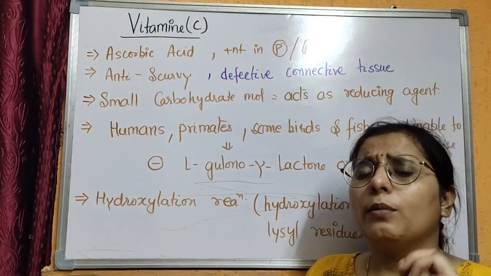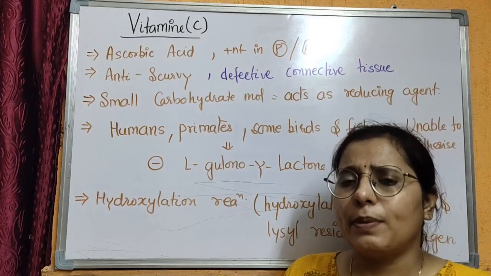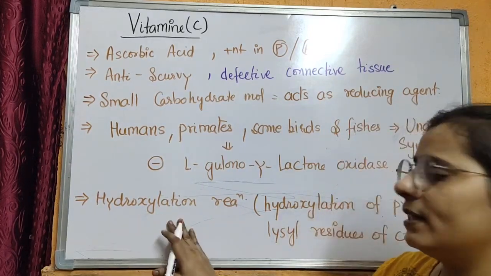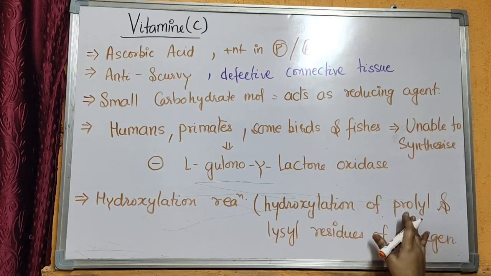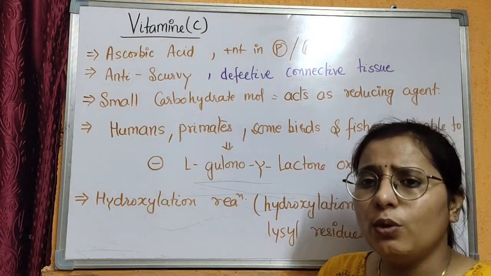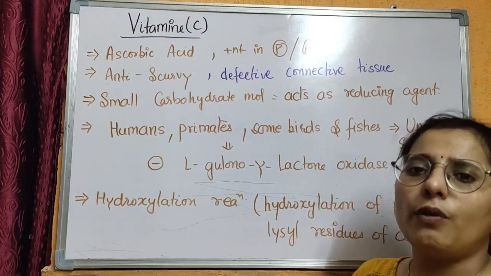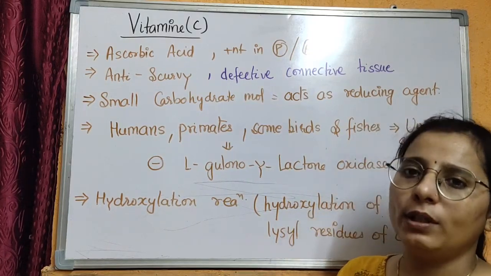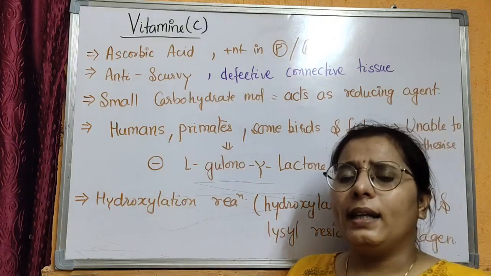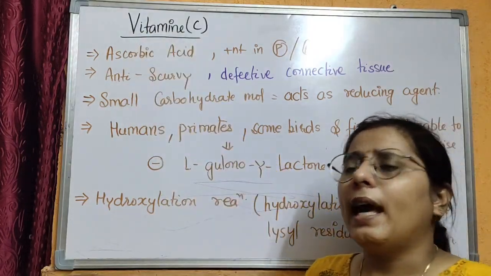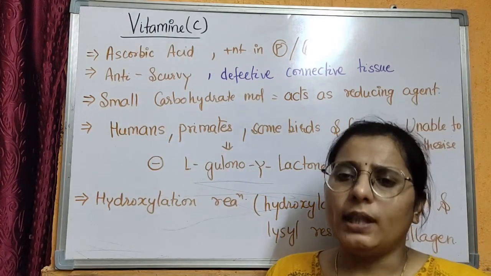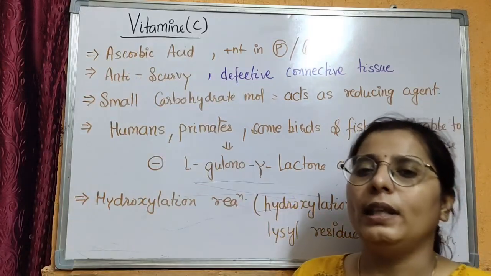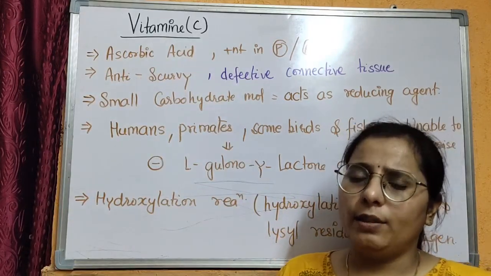The basic and most important reaction performed by vitamin C is the hydroxylation reaction, and it includes the example of hydroxylation of prolyl and lysyl residues of collagen. Collagen is a special tissue that forms the connective tissue of our body that connects the whole system of our body. So if we are lacking in vitamin C, we can have scurvy disease and we will have defective connective tissue in our body. So vitamin C is very important and it is the last water soluble vitamin we have studied.